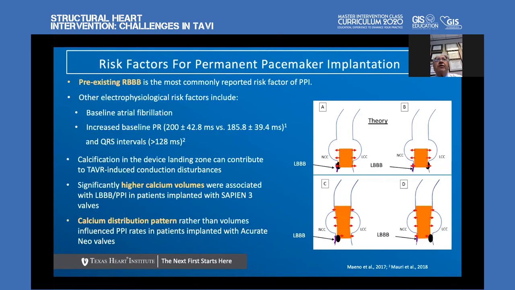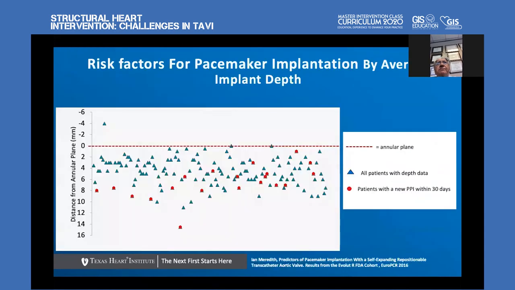Okay, there are also baseline comorbidities that play a significant role. Of course, patients that are critically ill and have serious comorbid conditions might prompt this implantation to be done sooner rather than later.